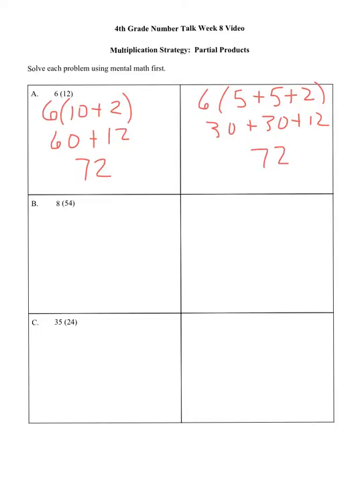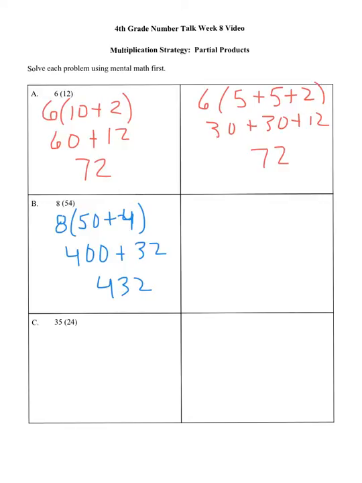Well, let's look at 8 times 54. So we could say, well, wait. We could look at 8 times 50 plus 4. So 8 times 50, well, 8 fives is 40. Right, so 8 times 50 is 400. 8 fours is 32. So 400 plus 32, 432. Sorry, that was an ugly 2. I apologize.